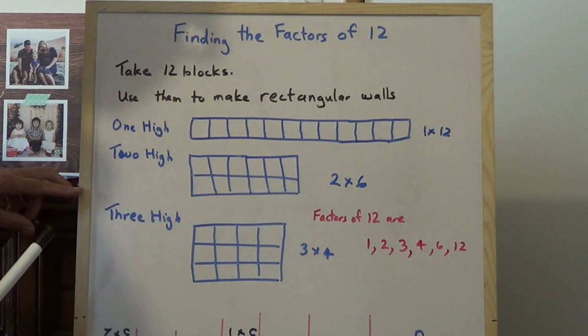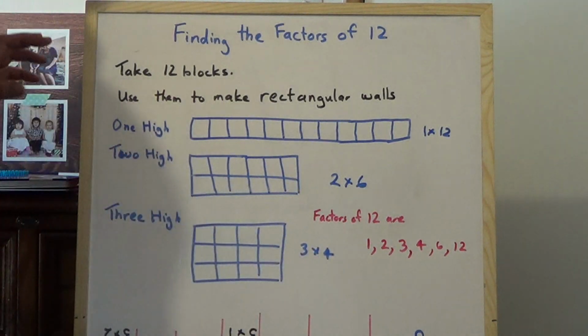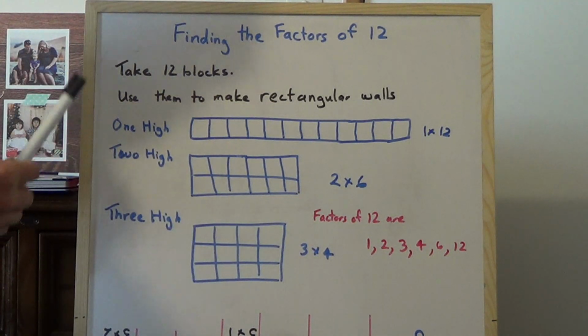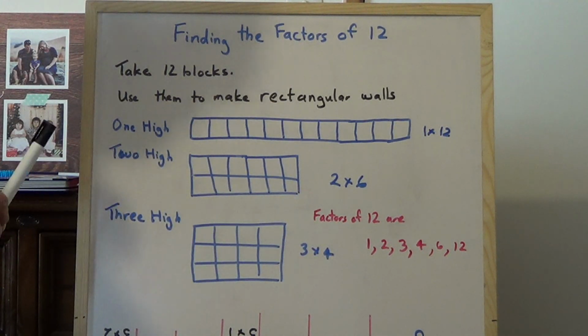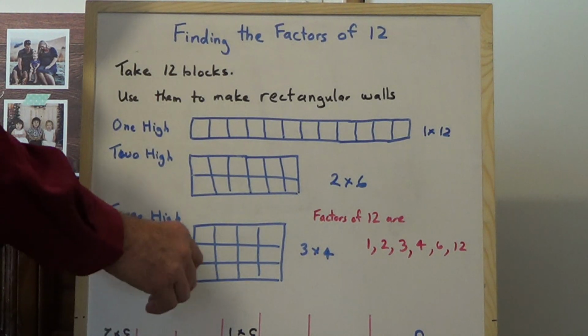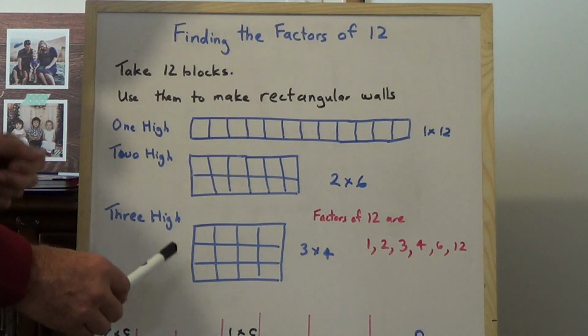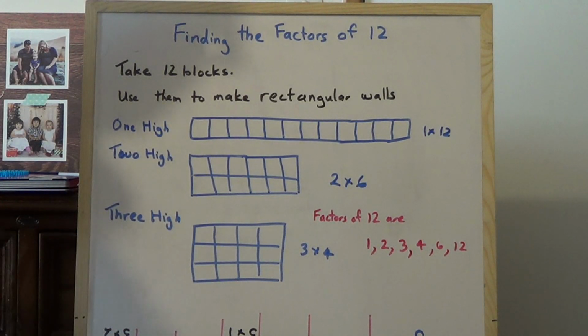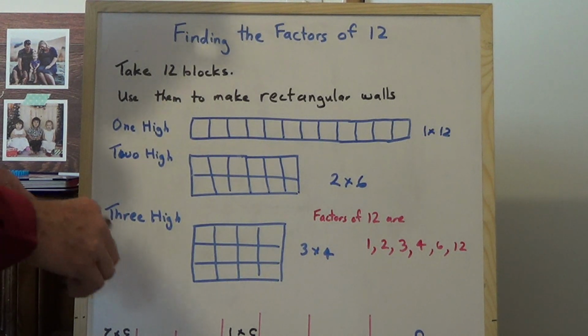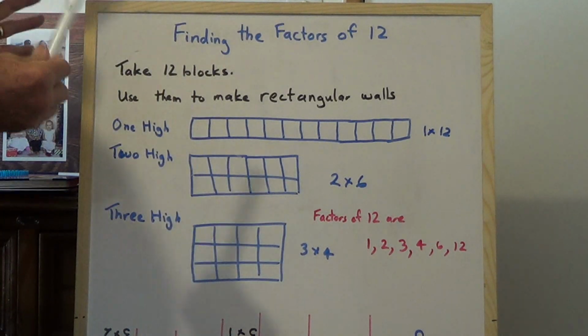Then you try and make it 3 high, and you can. It's going to be 3 by 4. And that's as far as you can go. You could actually do it 4 by 3 and then 6 by 2, and you could make a big column of 1 wide and 12 high, but don't go there.